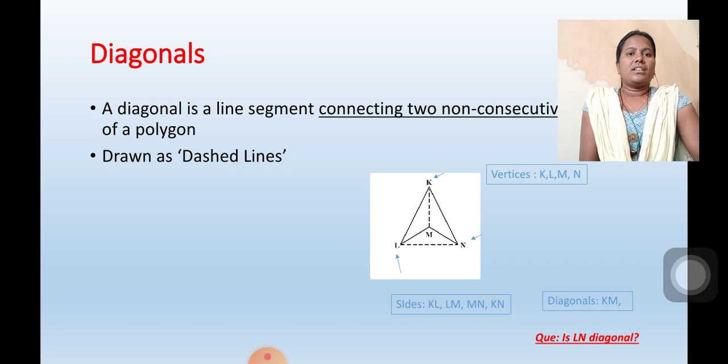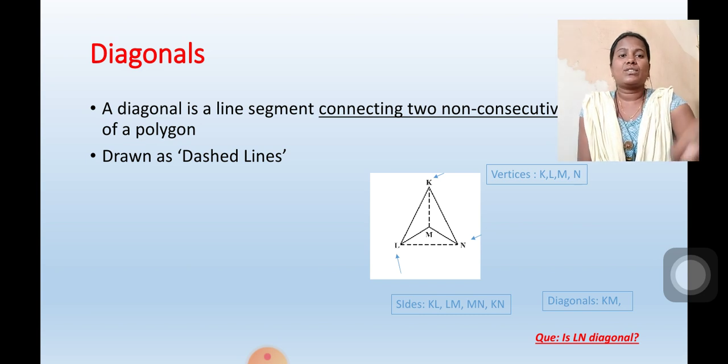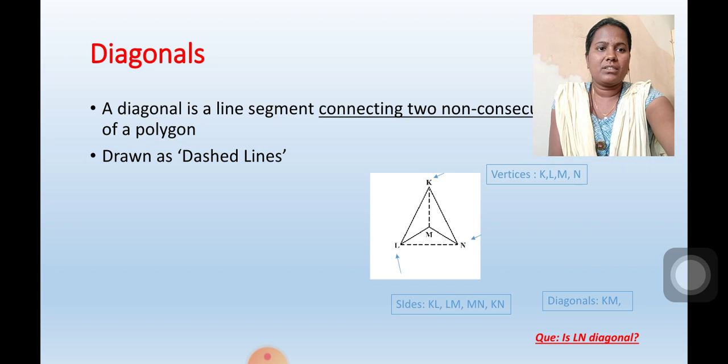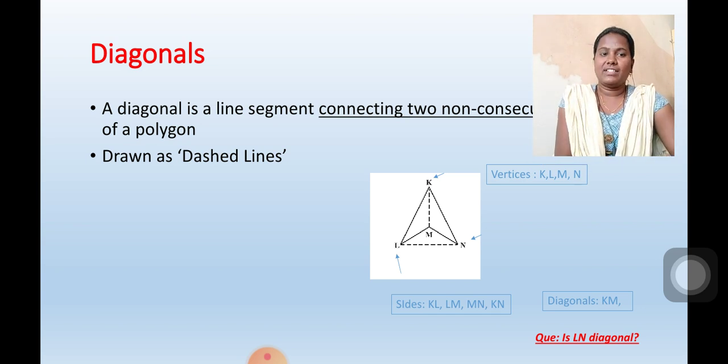Okay. Now let us study the diagonals. Yes. What is a diagonal? Do you know? Yes, you know. A diagonal is a line segment connecting two non-consecutive vertices of a polygon. Yes, so here in the figure, if you observe, it is a quadrilateral. Yes, it is a quadrilateral because it is having 4 sides.